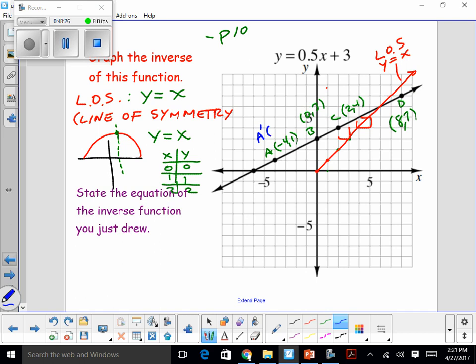So here we go. Up here, B prime, instead of 0, 3, is going to be what? 3, 0. Thanks. C prime, someone different, is going to be what? 4, 2. And then make sure you have your prime, and then this D prime: 8, 7.